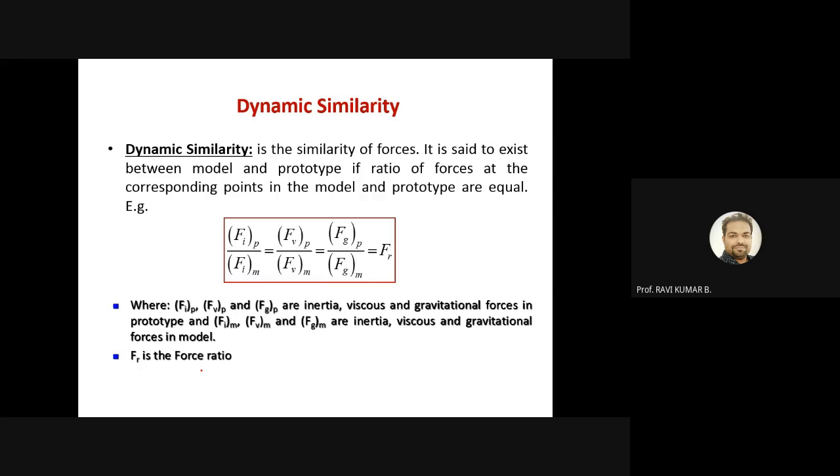In some cases, when you are studying the flow within the boundary layer, inertial forces will not be there and gravity forces cannot be considered. Only this will be the ratio of viscous forces on prototype and model.